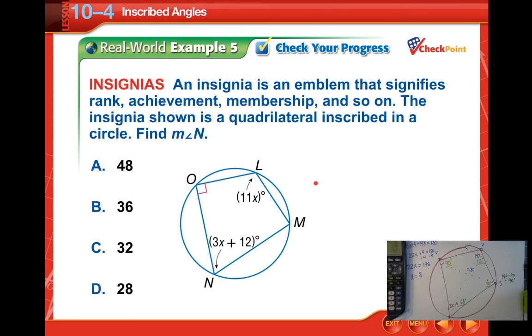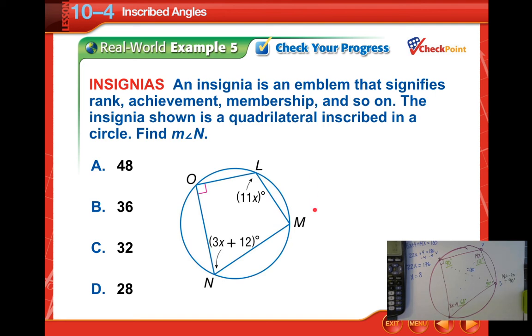We have a similar one. I encourage you to stop the video, try this one on your own, copy it down, see if you can do it. These are the best practice you can get when you're going through these notes, where you can stop the video and have a chance to solve it yourself. So do that right now. Maybe even find L as well.